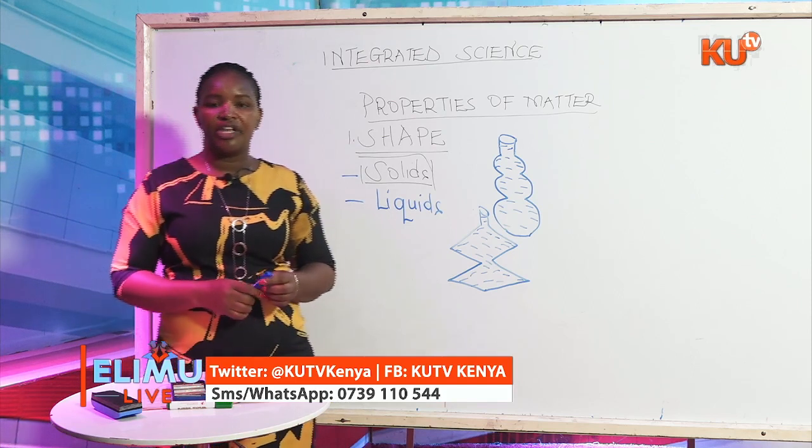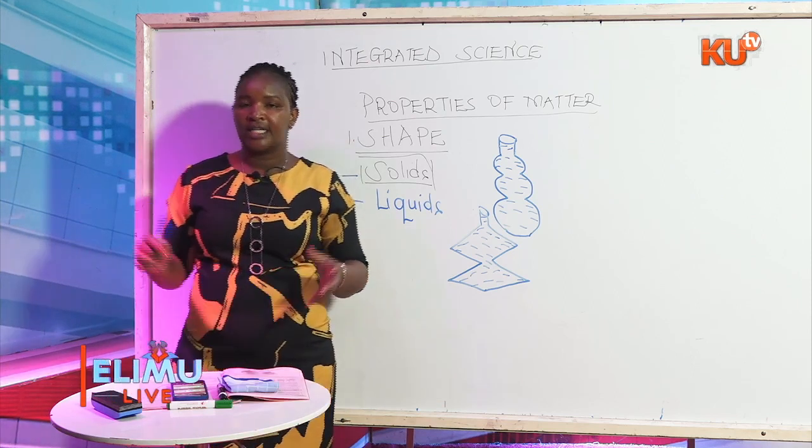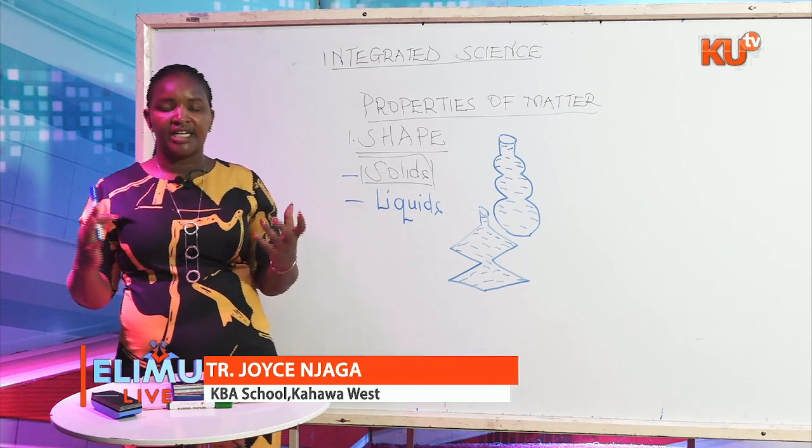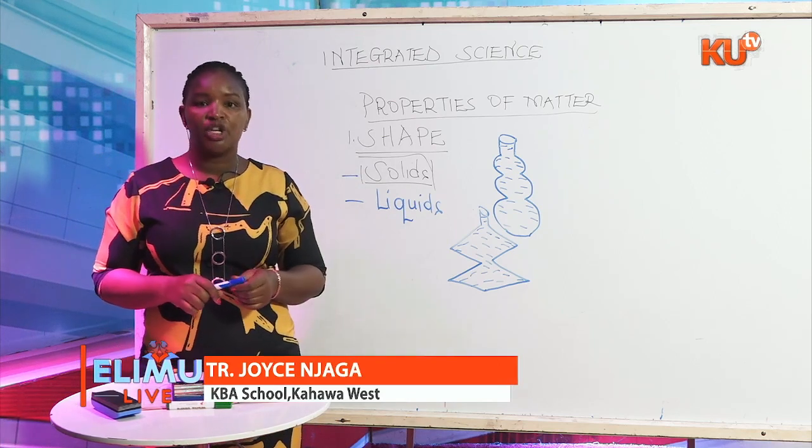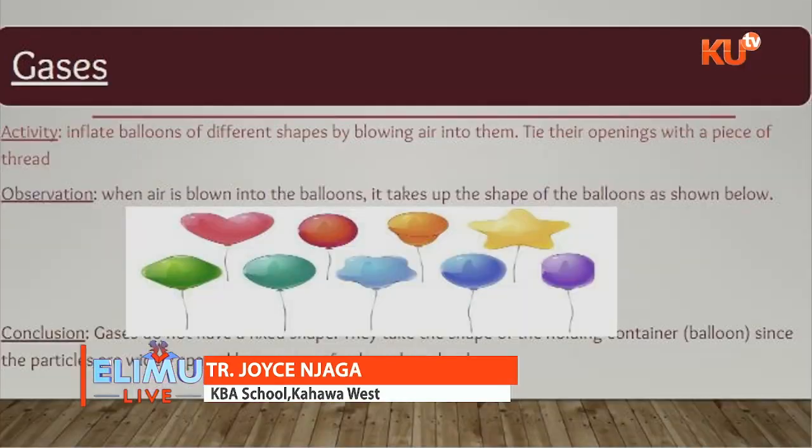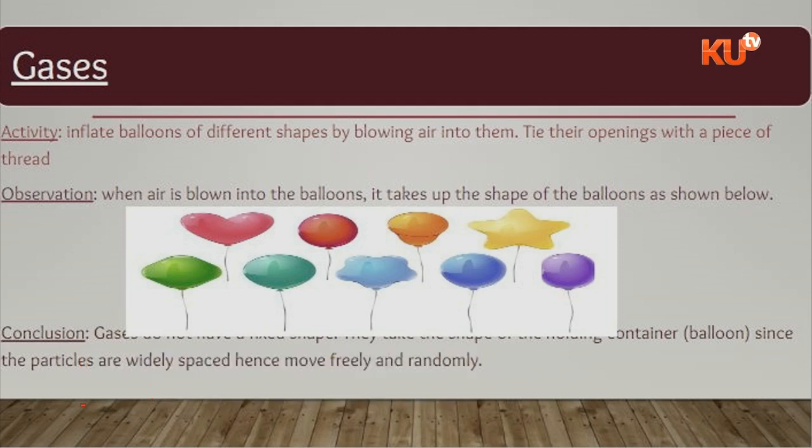Which activity can we use when we want to look at the properties or characteristics of gases when it comes to shape? Now, let's observe our screen. There is an activity there, and to conclude on the shape of gases, we are supposed to blow air into balloons. We inflate balloons by blowing air into them.